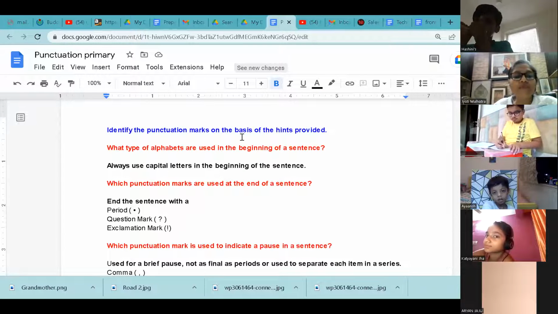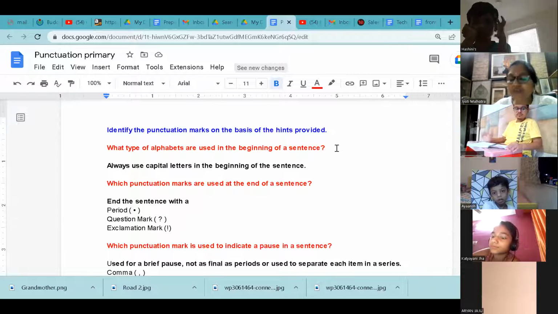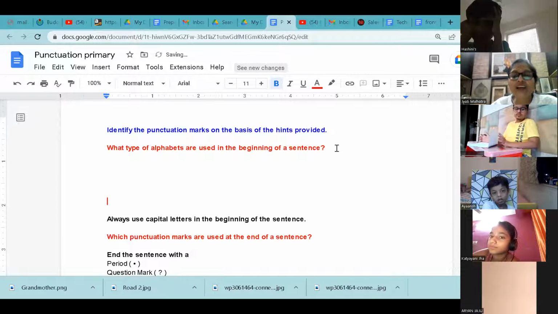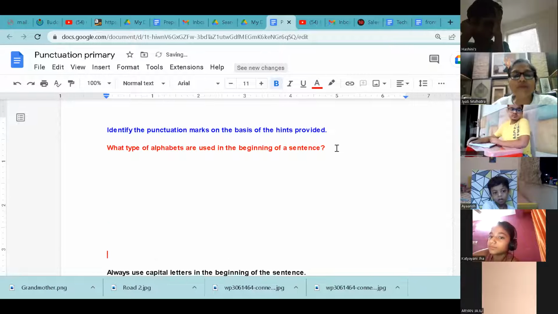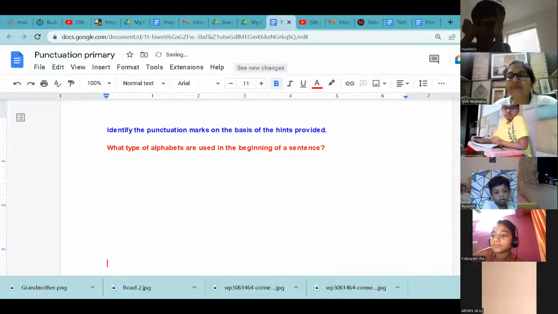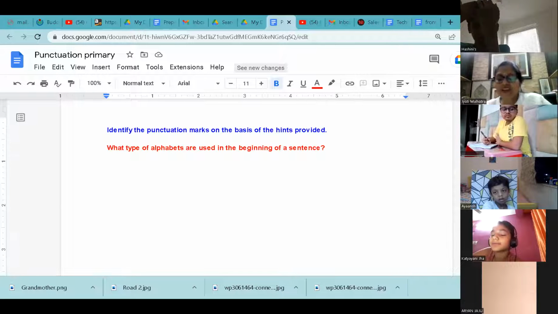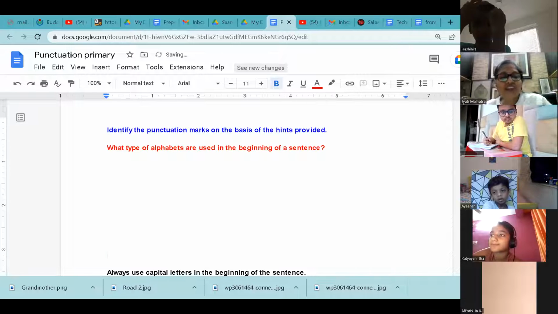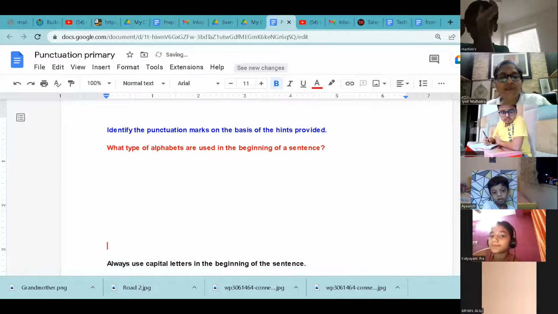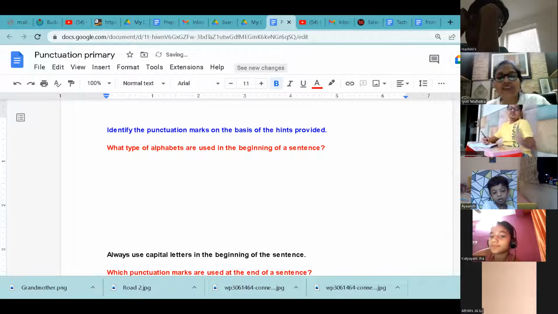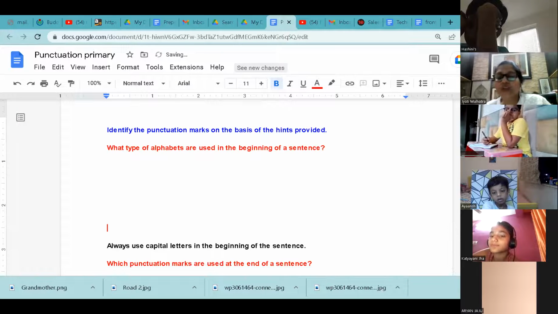What type of alphabets are used in the beginning of a sentence? Who's going to answer this? I'm not going to give you any answers. Can I answer? Yes, yes, yes. It's open to everybody. Capital letters. So let's check. Is this the correct answer? Do we always use capital letters in the beginning of a sentence? Yes. Okay.